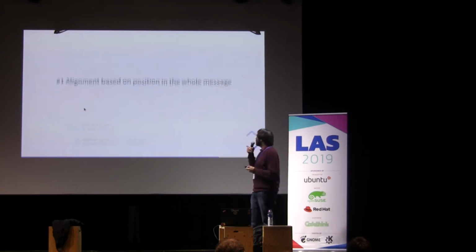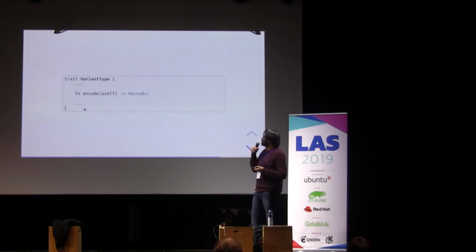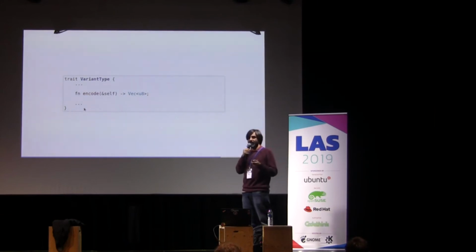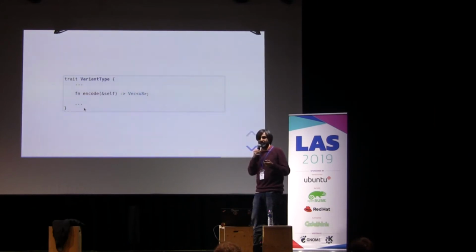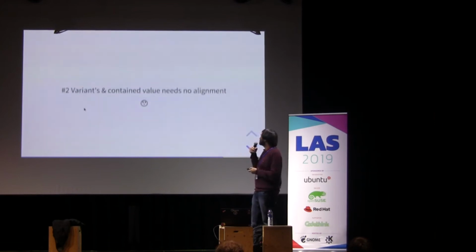It's easy to solve. But as I showed you in the beginning, the encode method and decode method don't take care of this. You just tell it, encode yourself, and you get the bytes. You don't get the padding for the alignment. But this is easy to solve. You just add another parameter, which I did later on, and tell it that this many bytes are before you, and it aligns itself based on that.